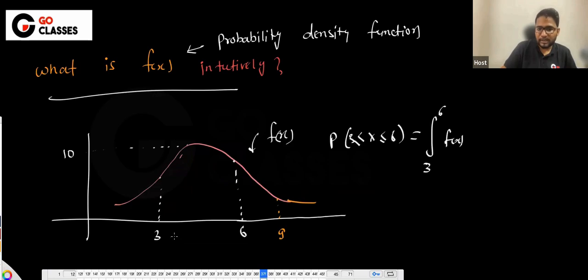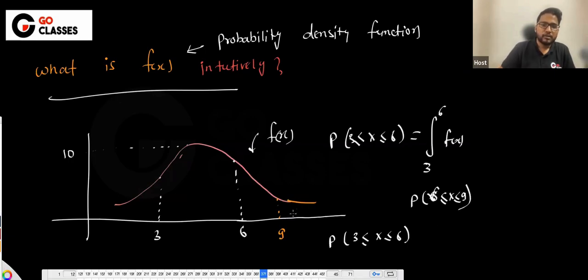See, this interval has a length of 3, and this interval also has a length of 3. What if I ask you, what is greater? Is the probability of x being between 3 to 6 greater, or is 6 to 9 greater? What do you think, from this given plot, given this PDF? Is the probability of x being between 3 to 6 greater, or the probability of x being 6 to 9 greater? 3 to 6, right? So now you have your answer.